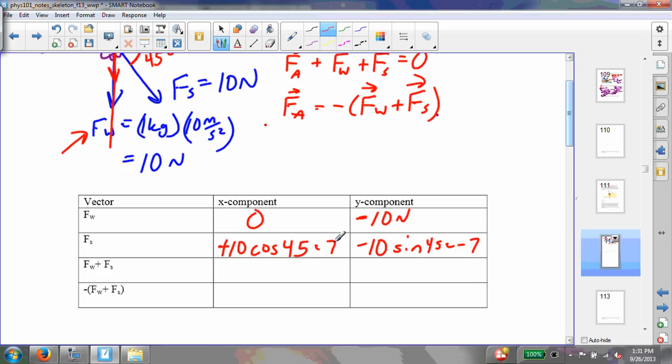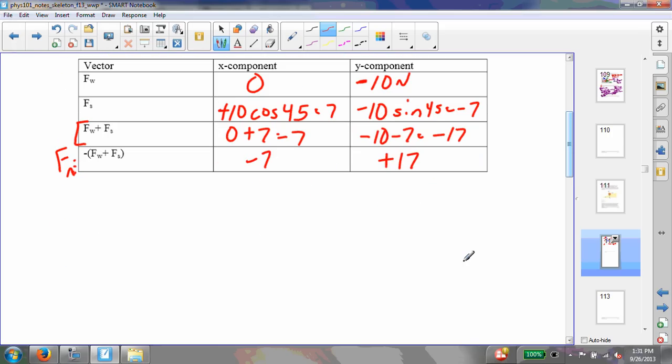So if I want to find the x and y components of Fw plus Fs, just as I did in chapter 3, I just say 0 plus 7, add up the x components, equals 7. Negative 10 plus negative 7 is negative 17. All right, so if I want to know the x and y components of Fa, which is equal to the exact opposite, well, what do I do? I just take the exact opposite. I say negative 7 and positive 17. So now my vector Fa looks like this. It has an x component that has a value of negative 7, and a y component that has a value of plus 17. So that means that my vector Fa looks like this.